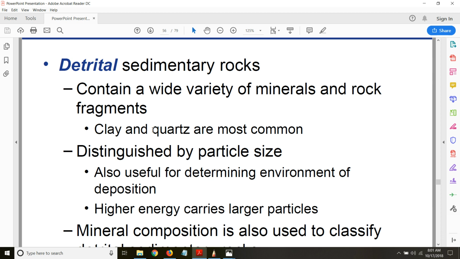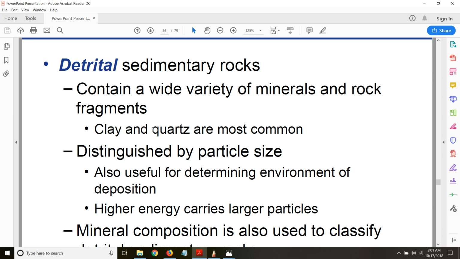And quartz is also another very common sediment that you will find, because quartz is just pure silica, and it's a very stable compound. That's why it is very difficult for weathering agents to break it down. So clay and quartz are the most common minerals that you find in the sediments, and these sediments will eventually form the sedimentary rock after going through the process of lithification, which is compaction and cementation.